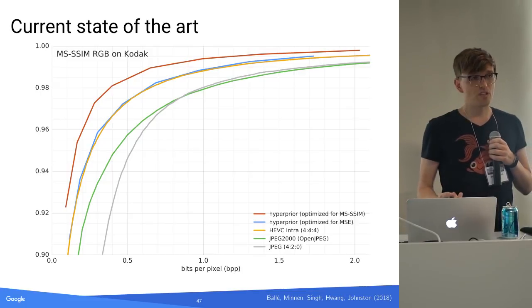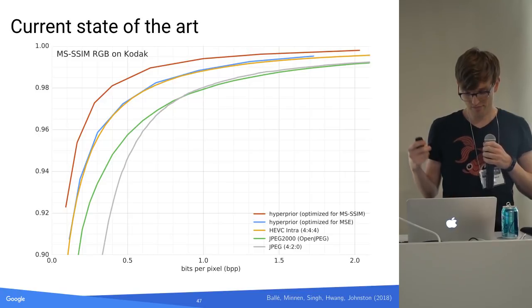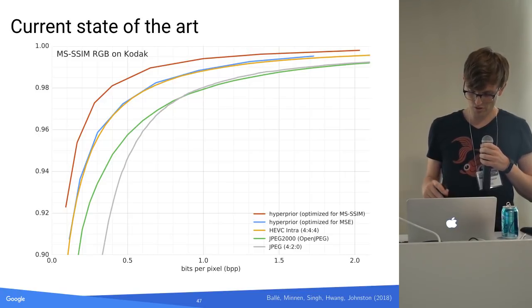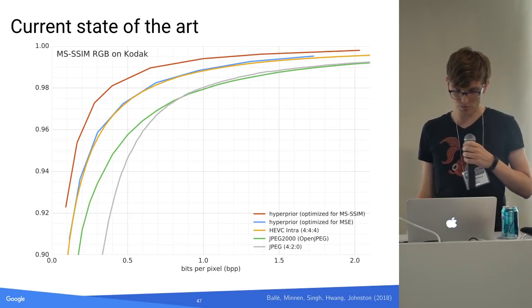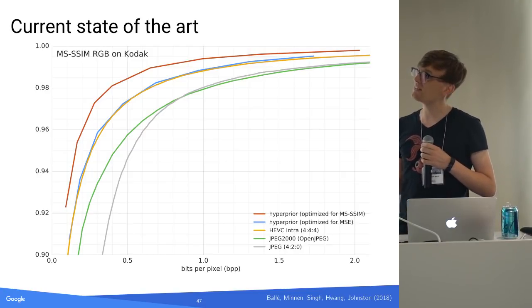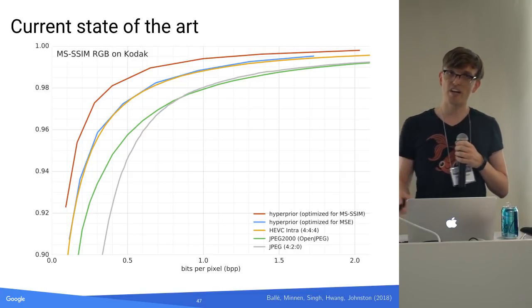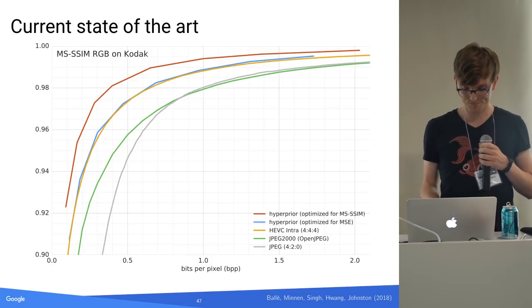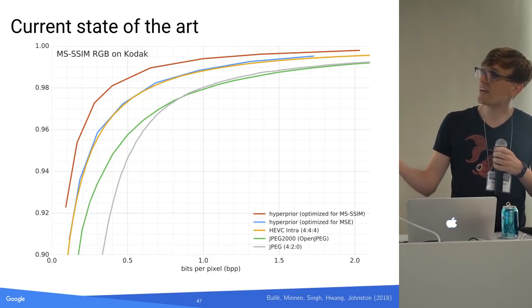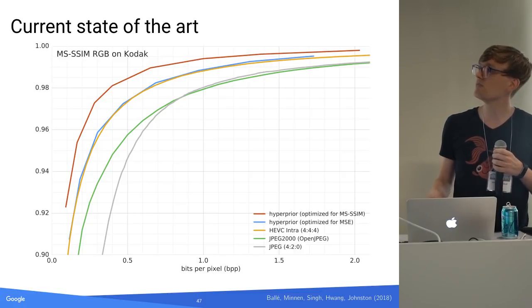So the nice thing about this flavor of learned image compression is that we can directly optimize for any metric. All we have to have is that it's differentiable. And then there's actually no surprise here. I mean, if we directly optimize for it, then we would expect to be better.